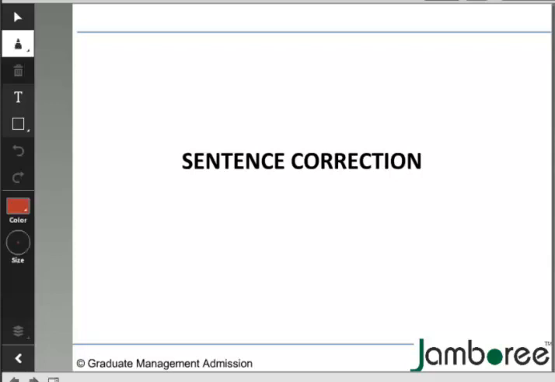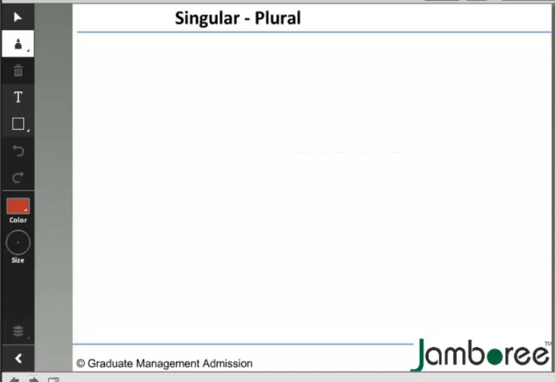Okay, so last session we did sentence correction. We focused mainly on parallel construction. Today we'll take up a couple more commonly tested rules of sentence correction. The most commonly tested is of course parallel construction. First, the concepts of today: I'll cover two concepts and then we'll start doing the questions.